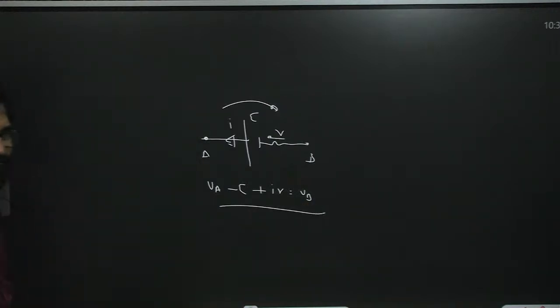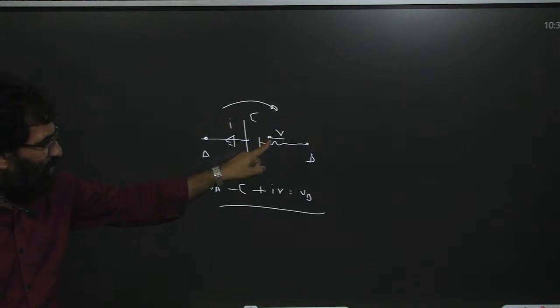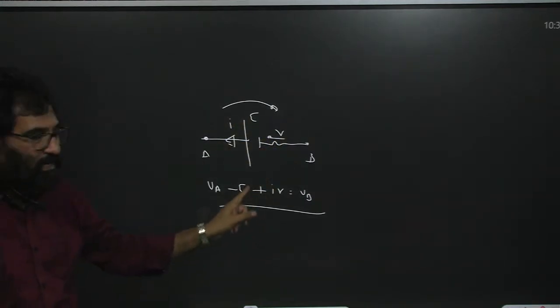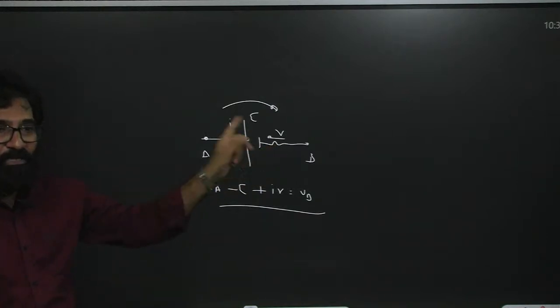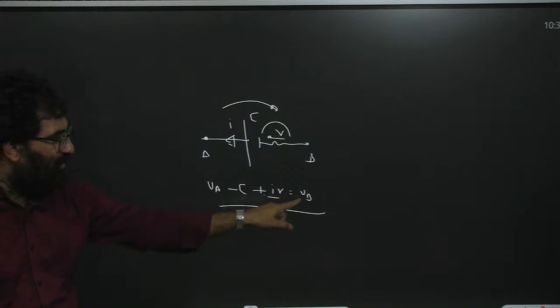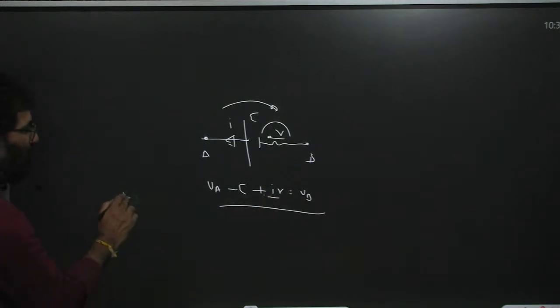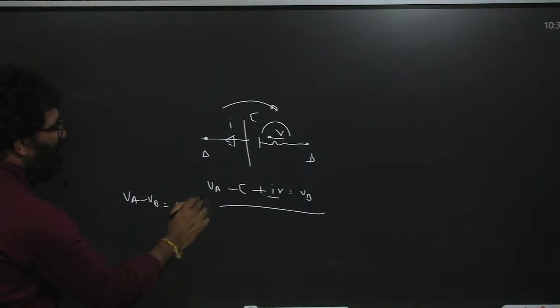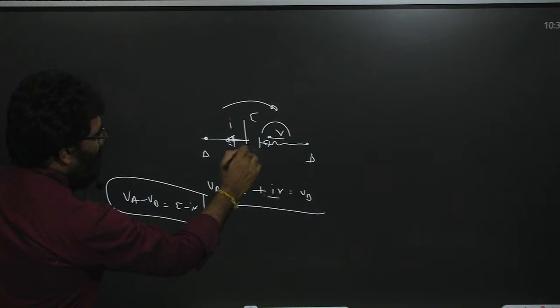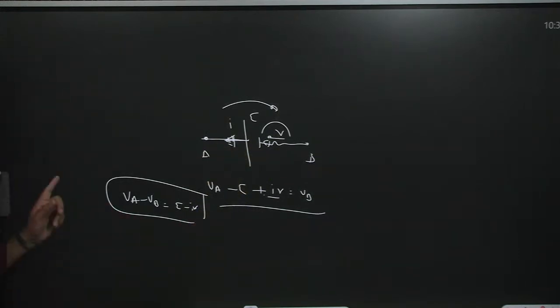By Kirchhoff's laws, VA, we are jumping towards the negative terminal, minus E, but we are moving along the current direction, so minus IR. Current always moves from higher potential to lower potential. So VA minus E minus IR is equal to VB. VA minus VB is equal to what? VA minus VB is equal to E minus IR in discharging mode, that is, current leaving the positive terminal.